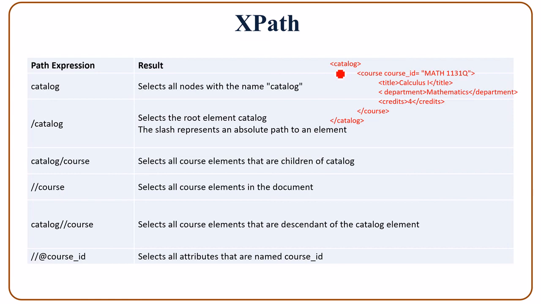If we write catalog//course, that means we select all the course elements that are descendants of the catalog element. If we instead write title instead of course, then we would select all the title elements that are descendants of the catalog element. And finally, if we write //@courseID, here we select all the attributes that are named course ID.